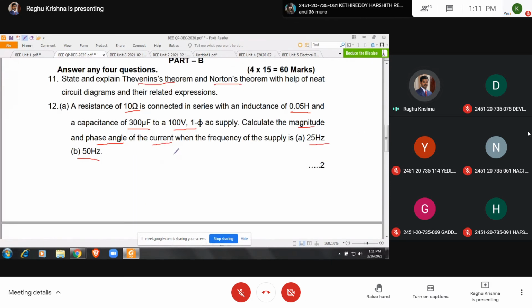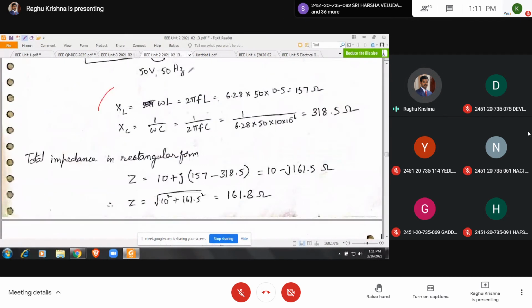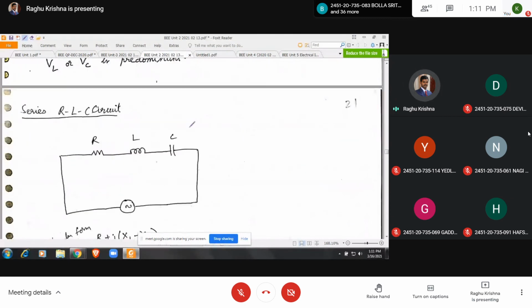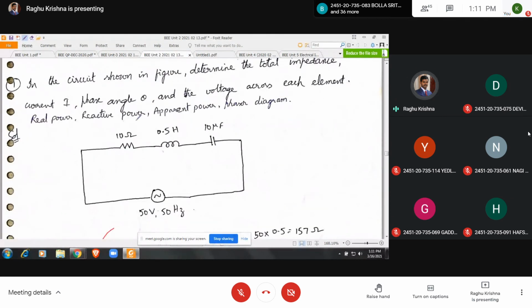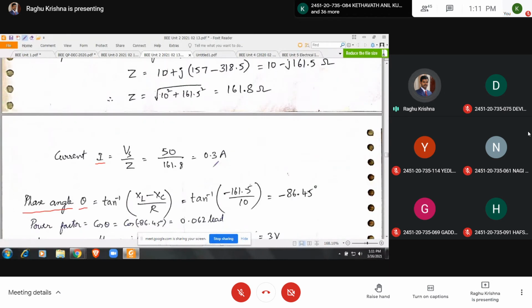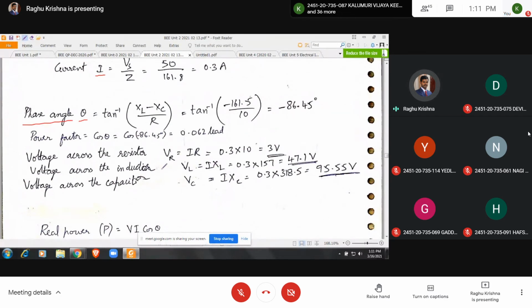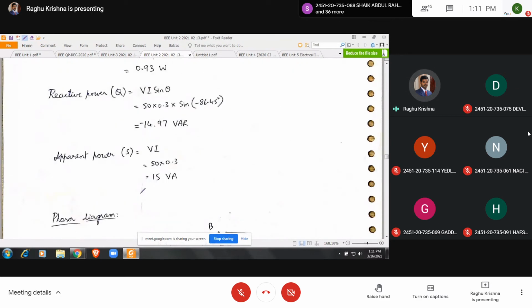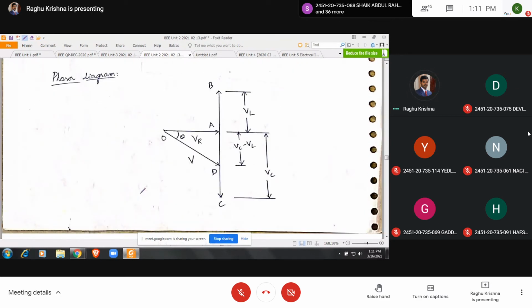This is a series RLC circuit. The problem is already given in the second unit, after series RLC. Go through this problem. Here, not only the phase angle, I have calculated the voltage, power factor, voltage across the resistor, inductor and capacitor, real power, reactive power, apparent power, and the phasor diagram also. The phasor diagram explains it.